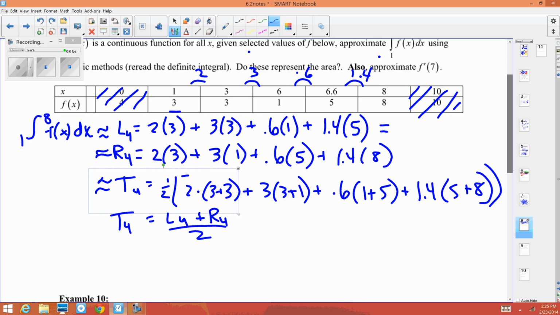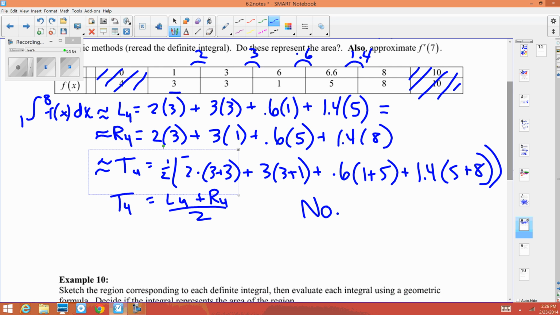Now, it's asking, do these represent the area? This time it's no, because we don't know the range of f of x. It could go negative, okay? It goes from 3 to 1, so we don't know. It could go from 3 to -2 to 1. So we can't assume it's the area.